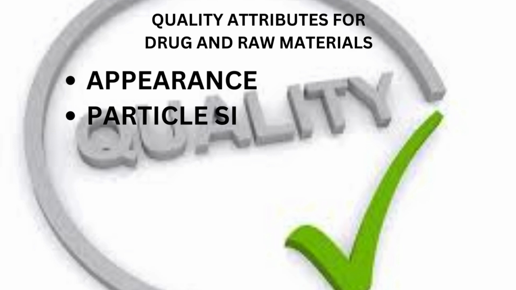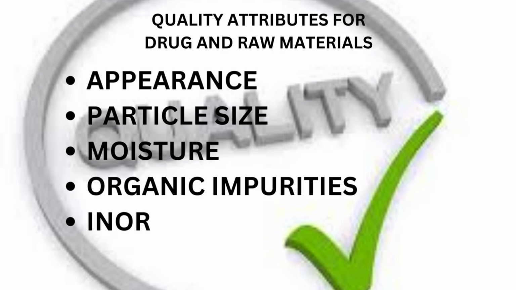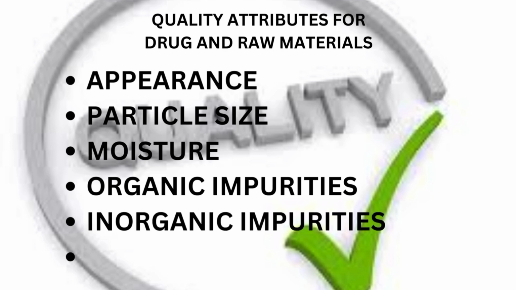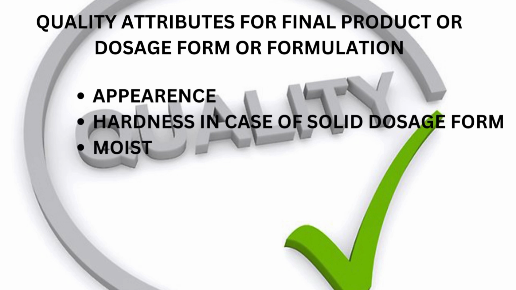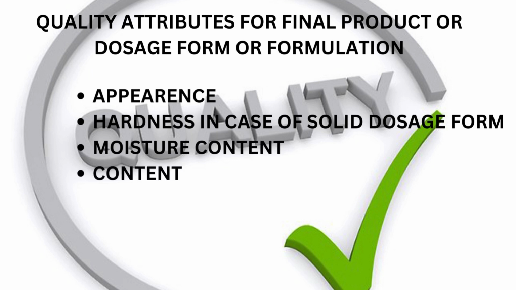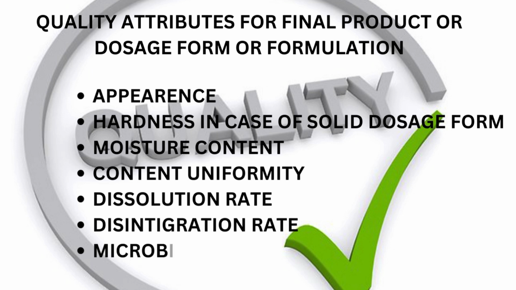Quality attributes for drug and raw materials: appearance, particle size, moisture, organic impurities, inorganic impurities, assay. Quality attributes for final product or dosage form or for formulation: appearance, hardness, moisture content, content uniformity, dissolution rate, disintegration rate, microbial limits.